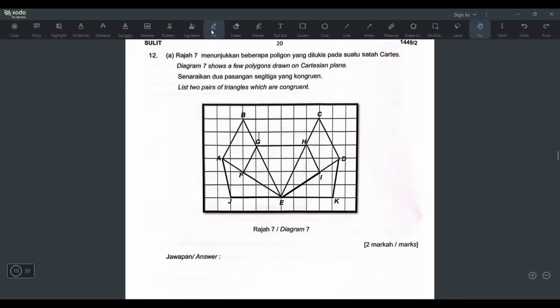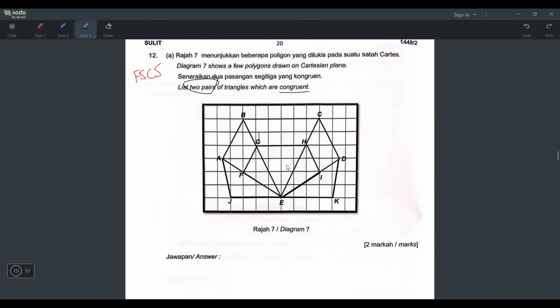Okay, number 12. What chapter is this? Transformation. Form 5, chapter 5. The transformation chapter. Okay, diagram 7 shows a few polygons drawn on the Cartesian plane. Okay, yeah, I see many polygons here. List two pairs of triangles which are congruent. Two pairs means you have to write two pairs.